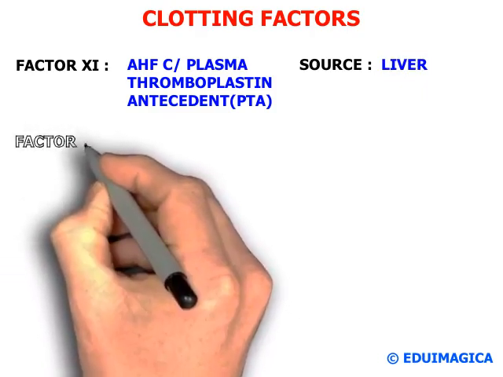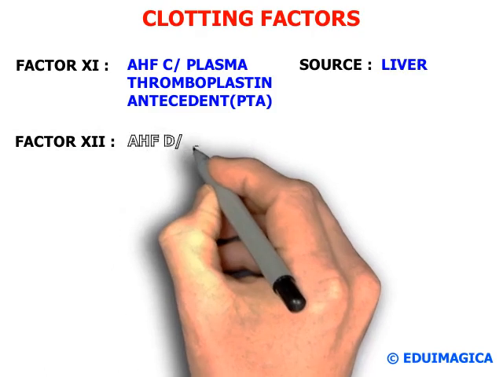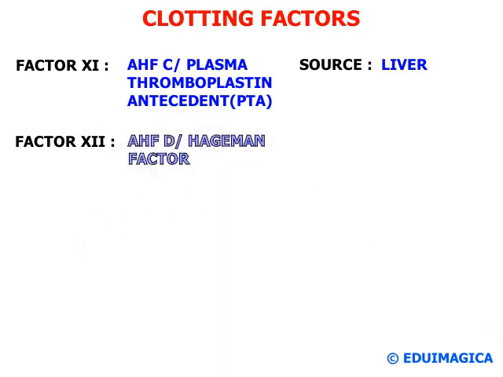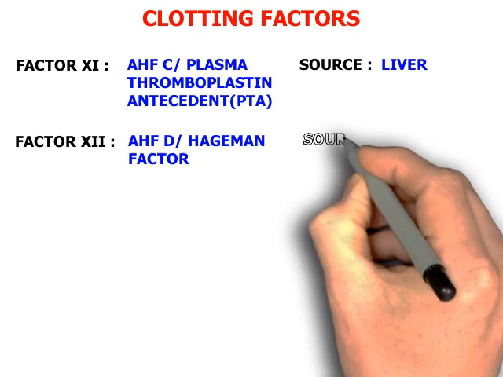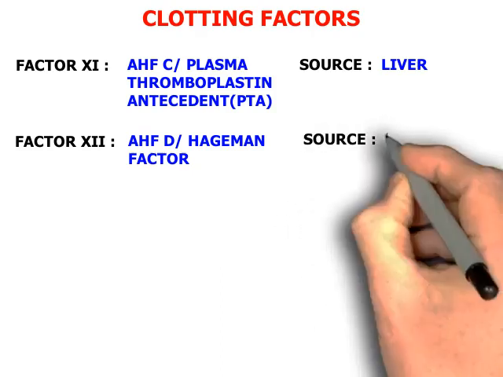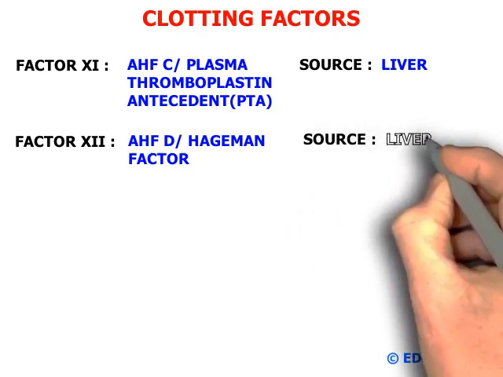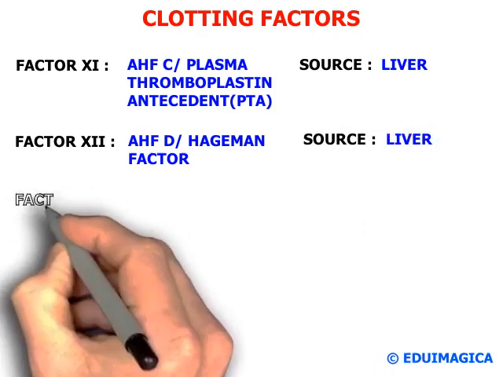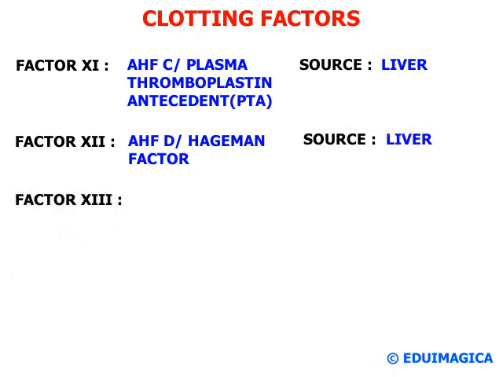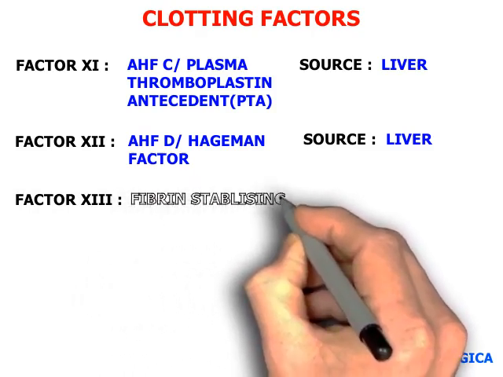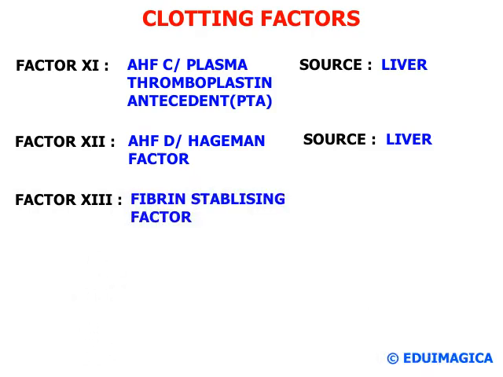Now moving on to the next factor, the factor number 12. The factor number 12 is also known as anti-hemophilic factor D or the Hageman factor. The source for this factor number 12 is also liver. Now the factor number 13. The factor number 13 is known as the fibrin stabilizing factor. This factor stabilizes the fibrin monomers that are formed after the fibrinogen is converted to fibrin, because initially they were not bonded strongly. So this factor helps in formation of strong covalent bonds between the fibrin monomers.